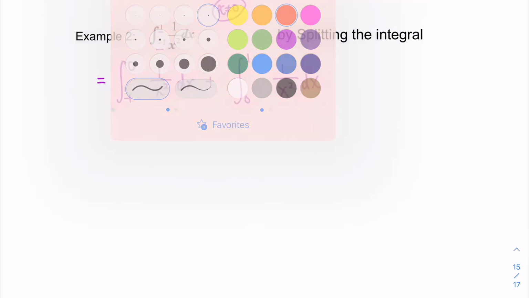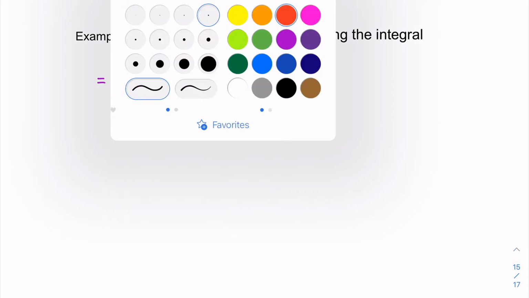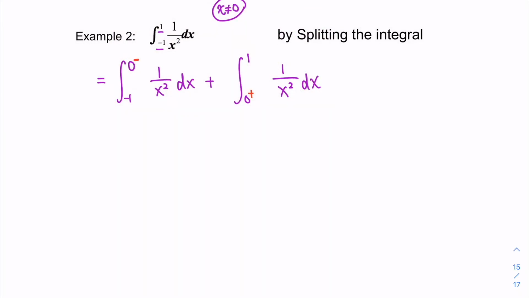However, be careful because x cannot be 0. So we are going to change this 0 in the integral from negative 1 to 0. We approach 0 from the left, so it's 0 minus. And for the one from 0 to 1, we are going to put plus here. So that's a difference. Everybody be careful. After we do this, we just need to evaluate each one. So this is negative 1 over x from negative 1 to 0 minus, plus negative 1 over x from 0 plus to positive 1.